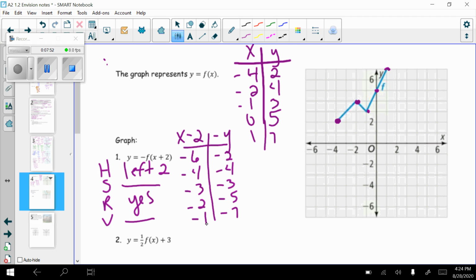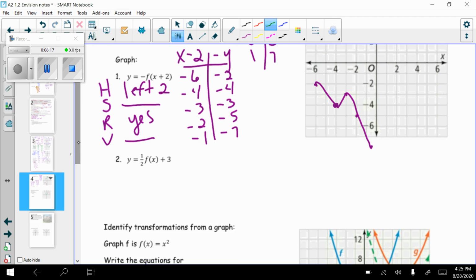These are the points that we're now going to plot. So -6, -2. -4, -4. -3, -3. -2, -5, and -1, -7. And then connect those. All right, so now we're ready for number 2.